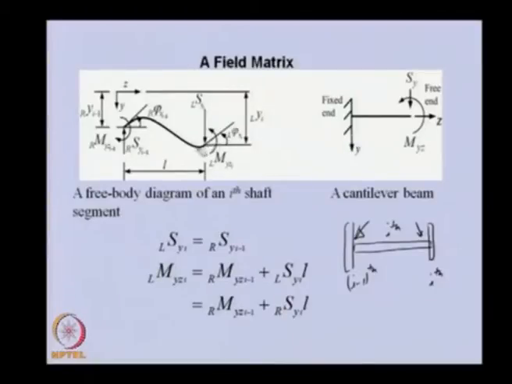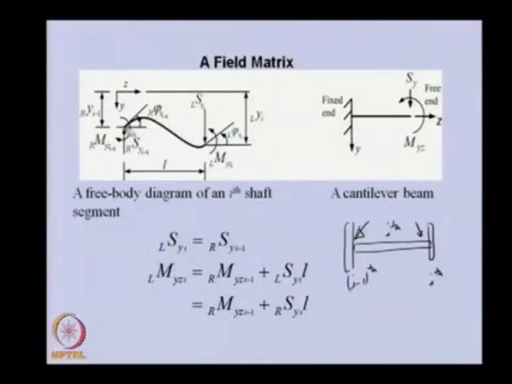So if we see the free body diagram of this, force balance: only two forces are acting on this particular shaft, one is the shear force here and the other here. So they can be equated. So shear force left of the ith disk is equal to shear force right of the (i-1)th disk.